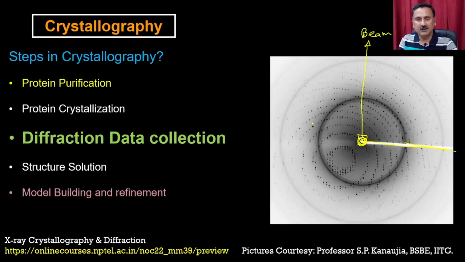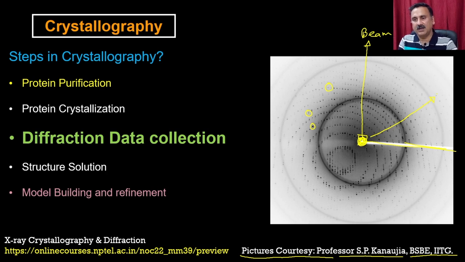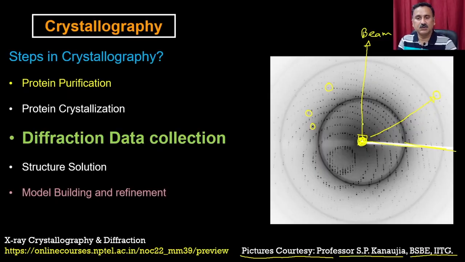What you see in these black spots are all the diffracted rays which are falling onto the detector. This picture is also provided by Professor Shankar Prasad Kanojia from our department. This is the origin of the diffraction pattern, and as you move towards this side, it tells you how good the diffraction is. As long as you are getting the diffraction pattern, the resolution is higher and the diffraction is good.